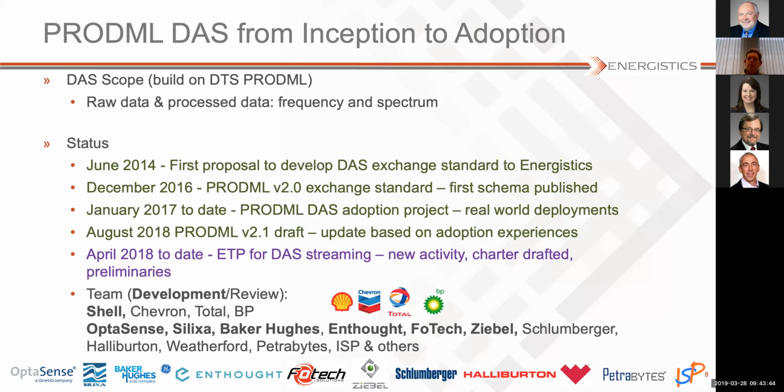Now, the V1.0 of anything may not be the last word, so we then had an adoption project starting January 2017, but it took a little while to get cranked up because we'd only just published the version 1 schema. Several of the member companies used that standard then in real-world deployments, including Shell and some of its suppliers. And out of that came a fairly small number of improvements that could be made. So they led to a version 2.1, and that was released as a draft in August last year, so about 6 months ago. And that was based on the adoption experiences.